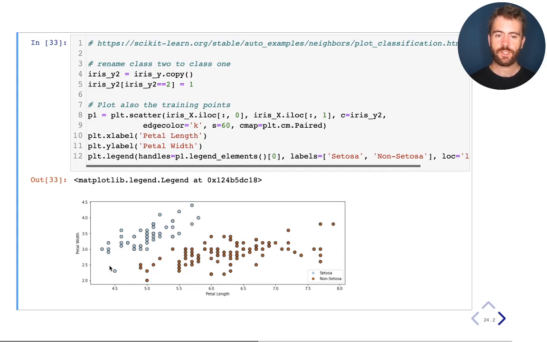And in this data set, we have 3 types of flowers, but for the purposes of this video, I am going to merge the 2 non-setosa types of flowers. So we're going to be classifying iris setosa versus non-iris setosa. And you can see the 2 classes here in different colors, blue and brown. Blue is setosa, brown is non-setosa. And our goal is going to be to learn to distinguish between these 2 types of flowers.